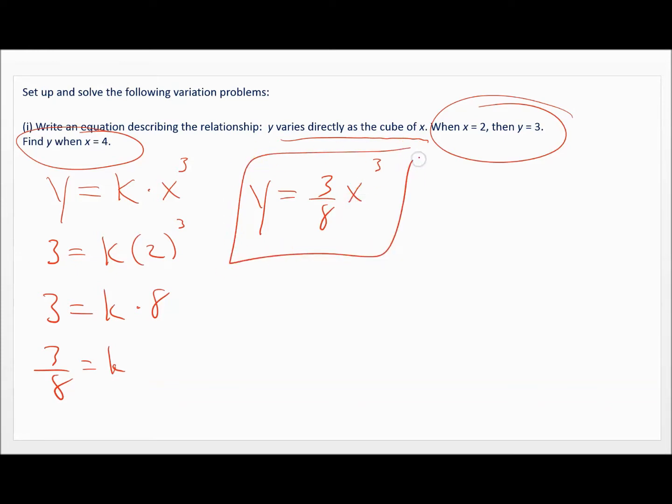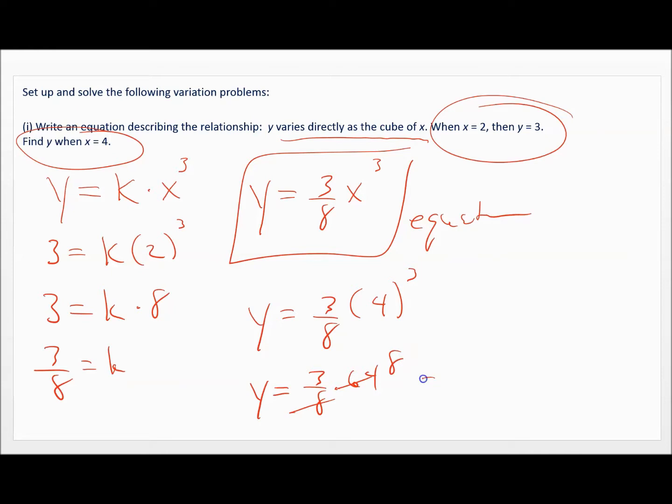That's the equation. But when it has this extra stuff, find y when x is 4, maybe we're supposed to do both. So there's your equation. Okay, and then you find y when x is 4, so y is equal to 3/8 times 4 to the third. That's 4 times 4 is 16 times 4 is 64. Now I can simplify that and get 24. So that answers the last question. Just watch your directions, and I should probably just watch my directions too. I really didn't mean to give that quite like that.